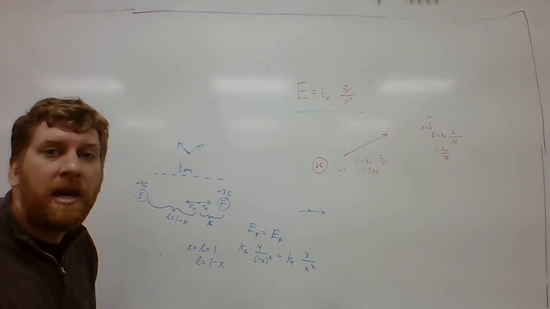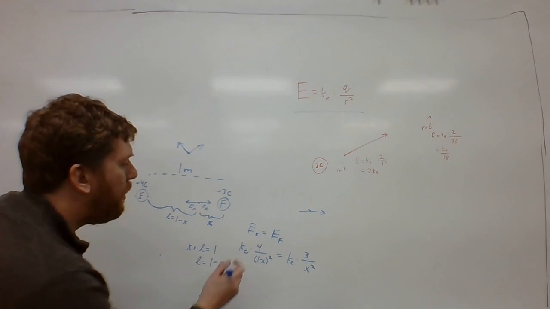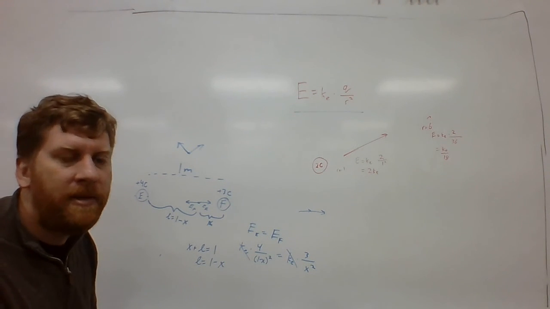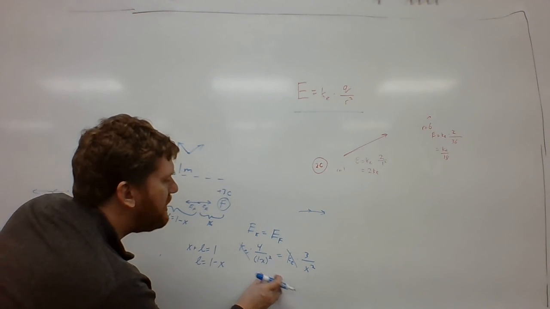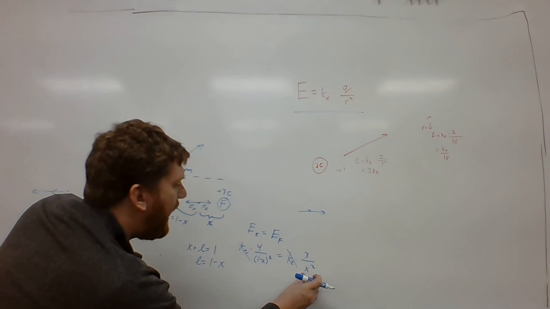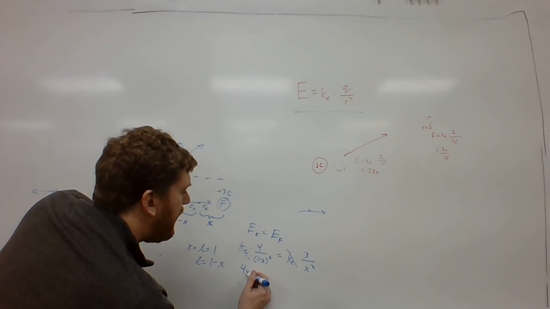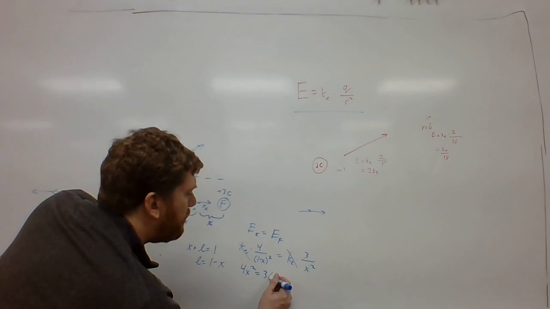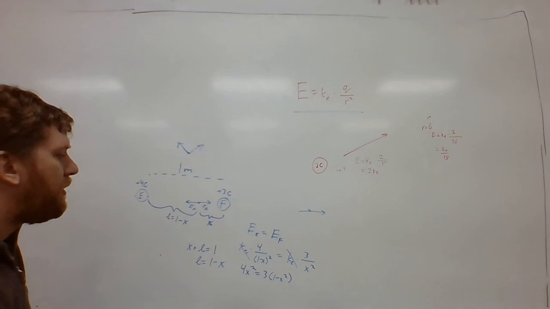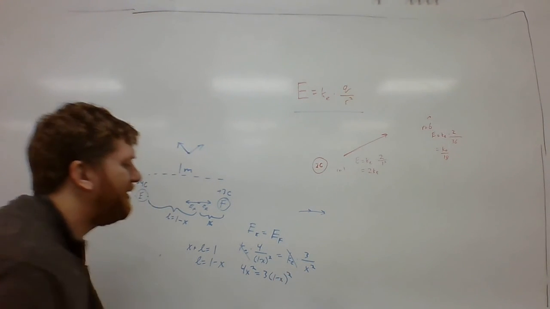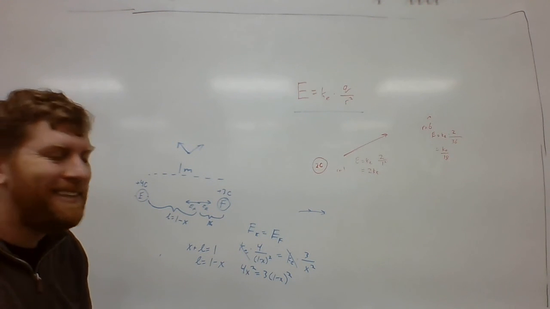Okay, now we can come up with our quadratic equation. We could just cancel out these k sub e's. That is, we're dividing both sides by k sub e. Let's multiply both sides by (1 minus x) squared and multiply both sides by x squared. So we end up with an equation: 4x squared equals 3 times (1 minus x) squared. Sorry, (1 minus x) squared. Don't want to make that mistake.